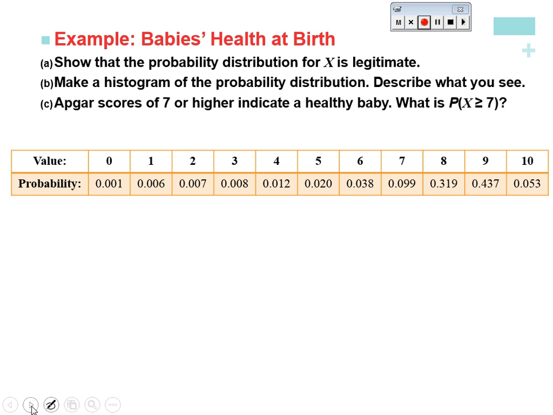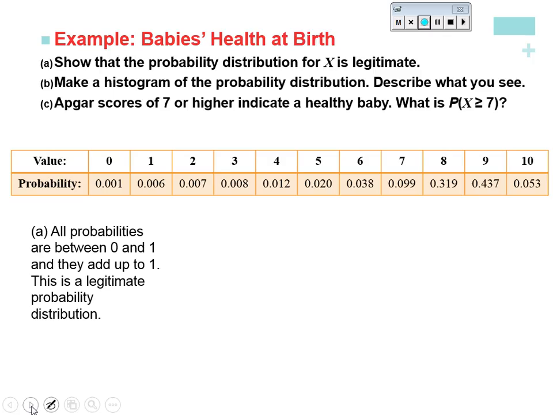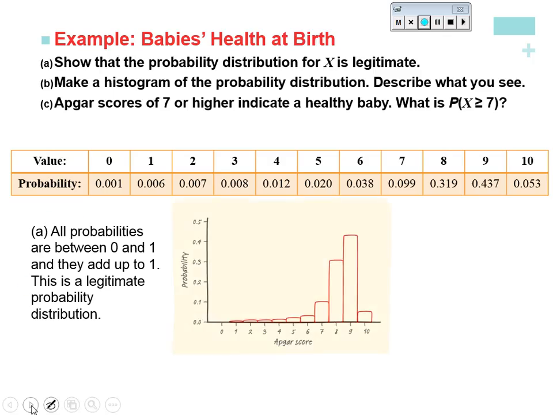Moving forward, part A says show that the probability distribution for x is legitimate. It's legitimate as long as all of the possibilities are listed, which they are, all the scores from 0 to 10. And if you add up all the probabilities, the total sum equals 1, and each of the individual probabilities is a number between 0 and 1. Those are the 3 things that need to be true in order for the probability distribution to be legitimate. Here's a histogram of the distribution of scores. You can see from the histogram that it appears to be skewed left. The tail moves to the left, and the higher bars are on the right side.